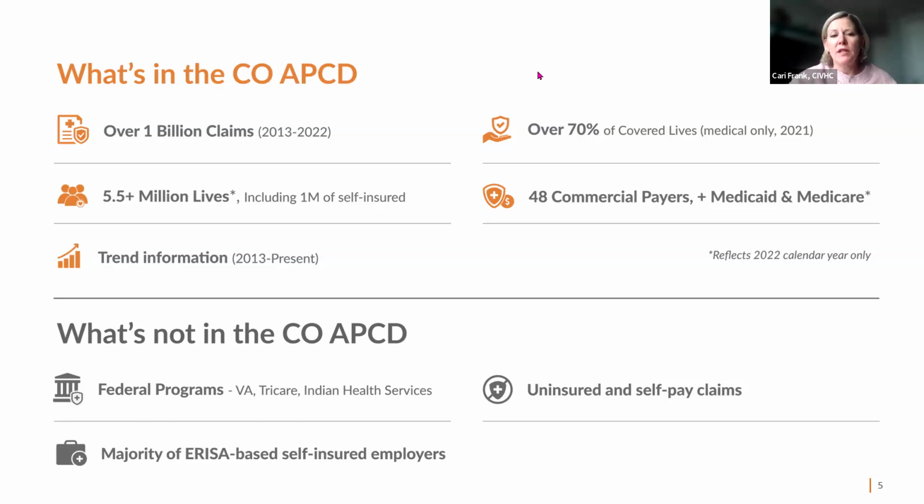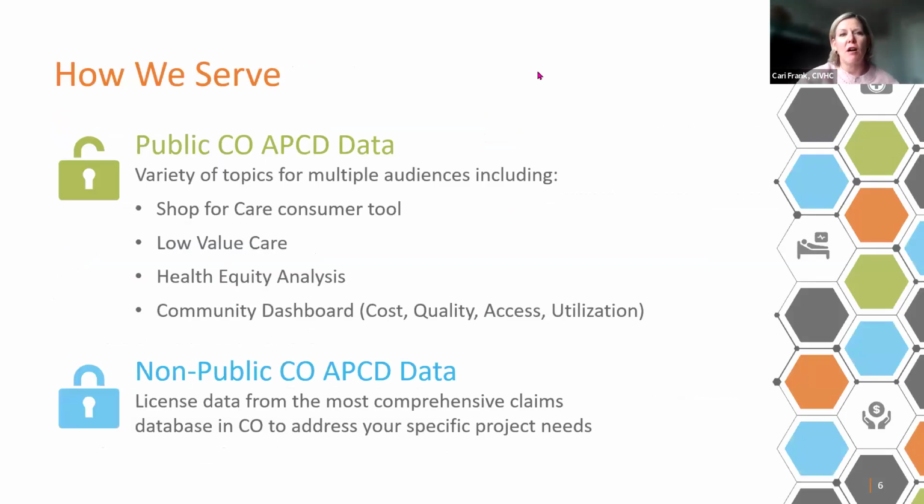What we don't have is federal programs. We can't collect VA, TRICARE, and Indian Health Services at this point. We don't get anything that doesn't have a claim, so we don't get uninsured, or anything that was paid out of pocket. And we have limited ability to collect the ERISA-based self-insured employers. Those are very large employers that self-insure their employees. We can only voluntarily collect those, so we have a handful of them, but not all of them.